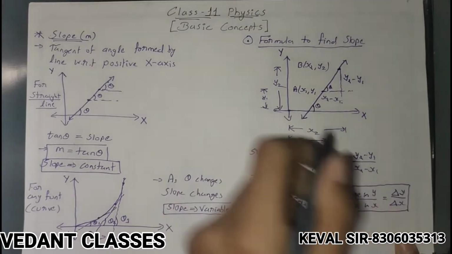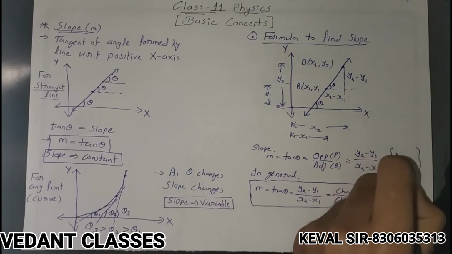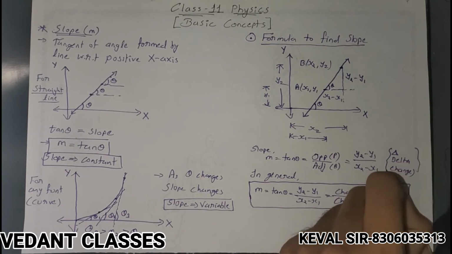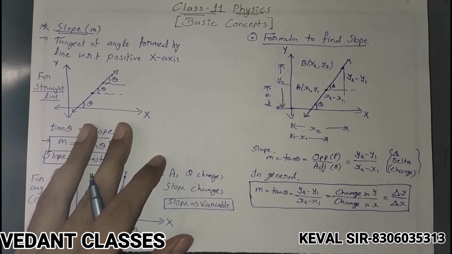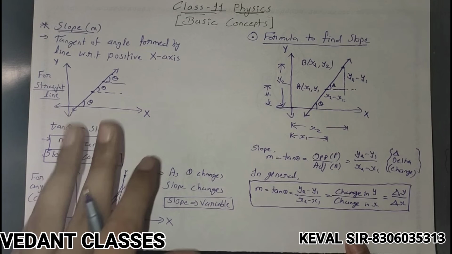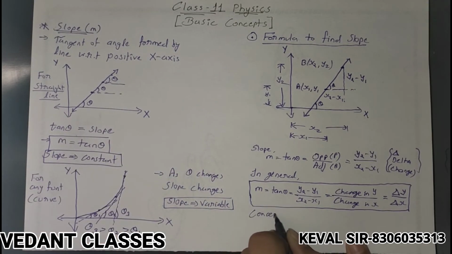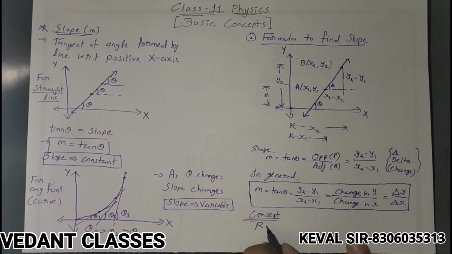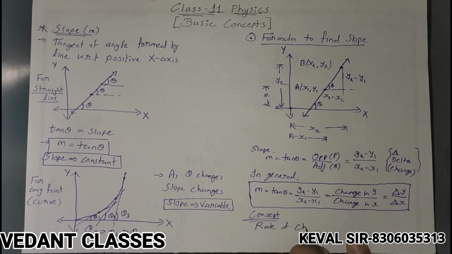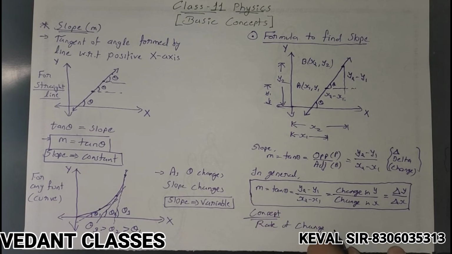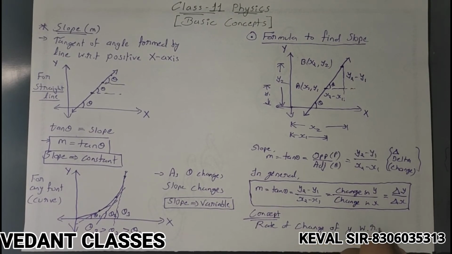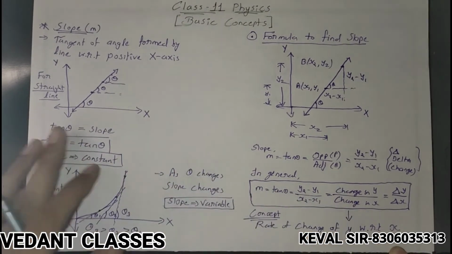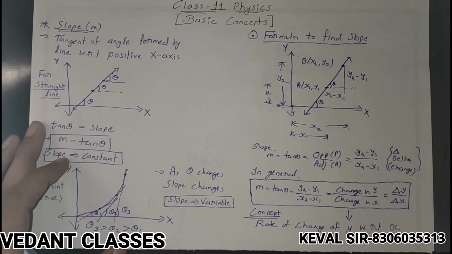Here the symbol is called delta, which represents change. The symbol for change is delta. We use delta in physics for change. So what the concept is, it means the rate of change of y with respect to x. This simply means rate of change of y with respect to x, and that will give us the value of slope.